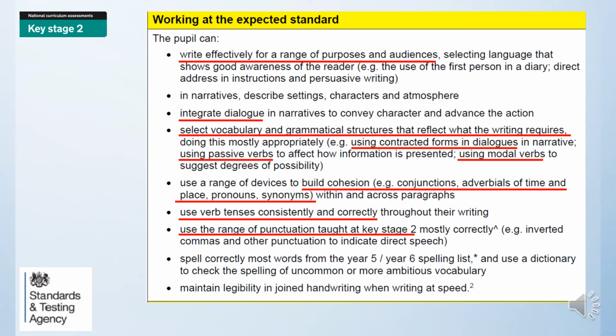At the end of Key Stage 2, at the end of Year 6, in other words for our 10 and 11-year-olds, this is the expected standard: that pupils can write effectively for a range of purposes and audiences. They can integrate dialogue. They can select vocabulary and grammatical structures that reflect what the writing requires, for instance, using contracted forms in dialogues and passive verbs, using modal verbs and so on. They can build cohesion using conjunctions, adverbials of time, pronouns, etc. They can use their tenses correctly and a range of punctuation taught at Key Stage 2.